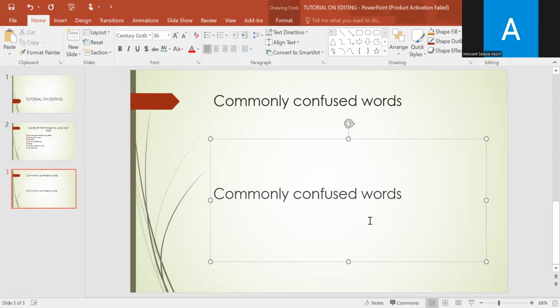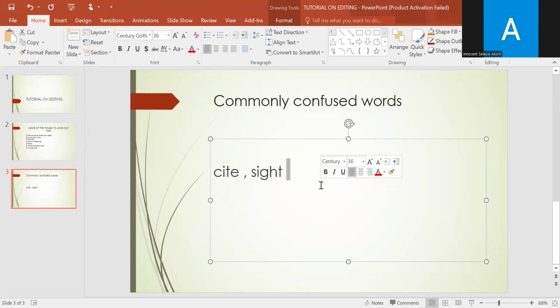SIT. SITE. SITE. And then you have a SIGHT. Something like this. When you have something like this, why do you worry yourself going to write a very long sentence?